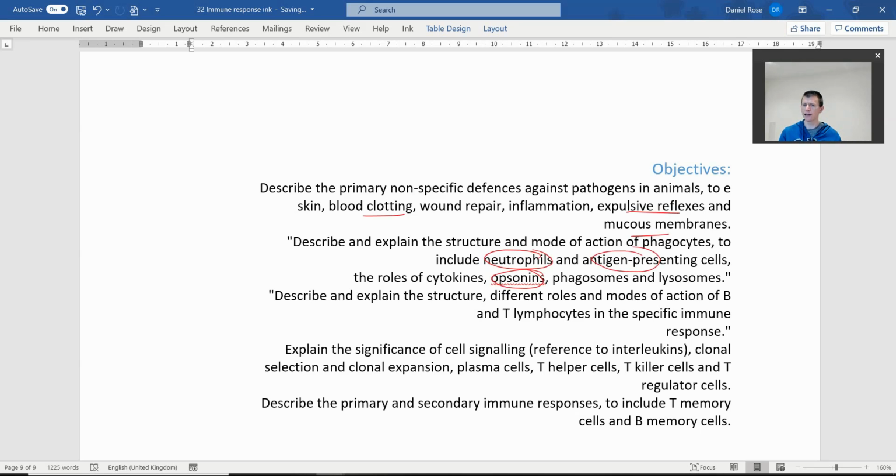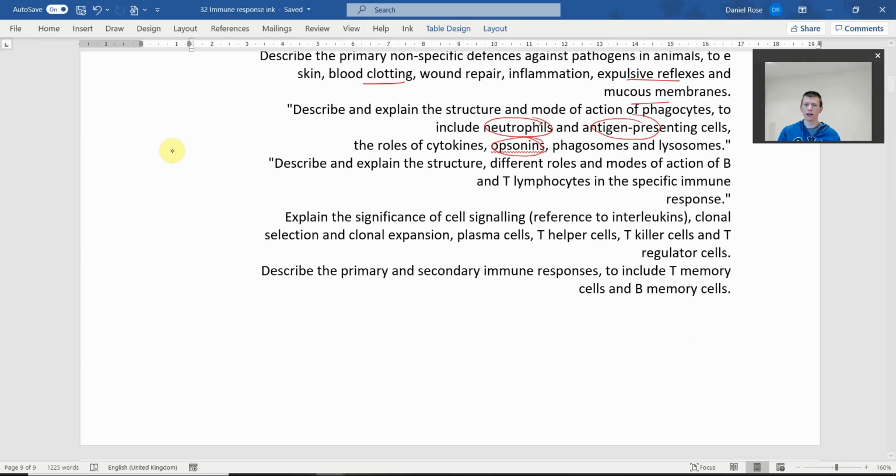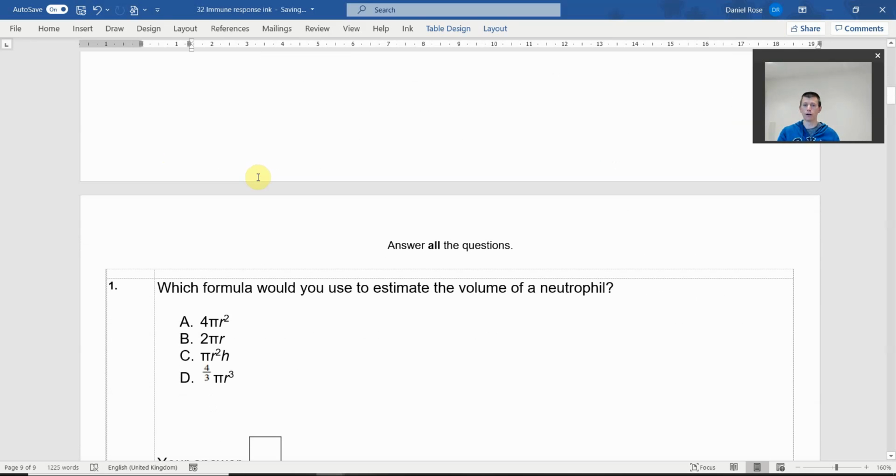So there's little bits here that not everyone always addresses. They need to be there. And remember, all of these things are listed in that second column on the specification. It says explain the significance of cell signaling, reference interleukins, clonal selection and clonal expansion. And when you're marking this work, I want you to just take note of how many times these key words pop up in the mark scheme.